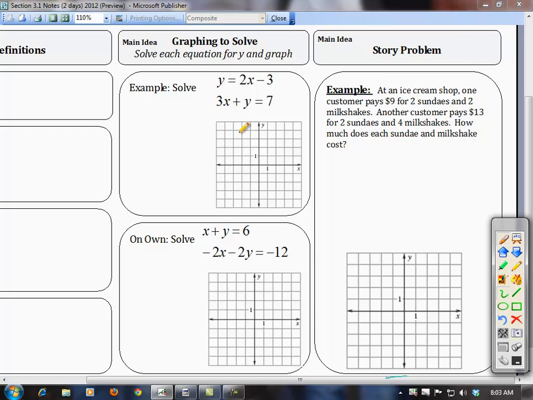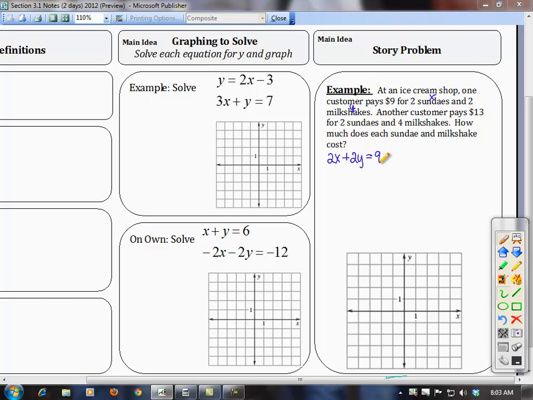Okay, here's what we're saying. At an ice cream shop, one customer pays $9 for 2 sundaes and 2 milkshakes. So we're talking about sundaes and milkshakes, and I'm going to read them in order. I'm going to call my sundaes X and my milkshakes Y. So that equation right there says I can do 2x plus 2y, so 2 sundaes plus 2 milkshakes, and that equals a total of $9.